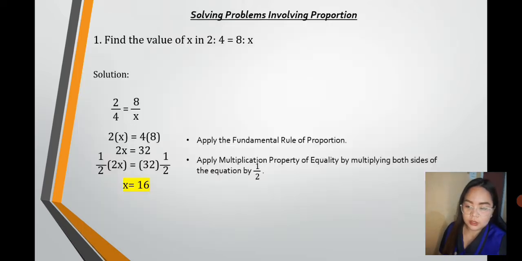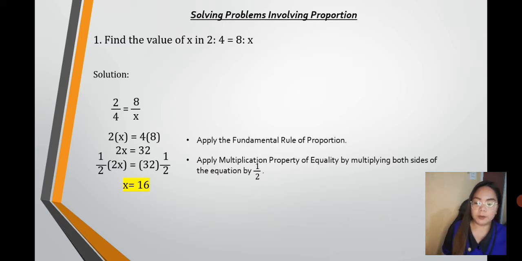Okay. So, punta na tayo sa pag-solve ng problems involving proportion. Example 1. Find the value of x in 2:4 is equal to 8:x. So, ang solution natin, isulat lang natin yung given, which is 2 over 4 is equal to 8 over x.